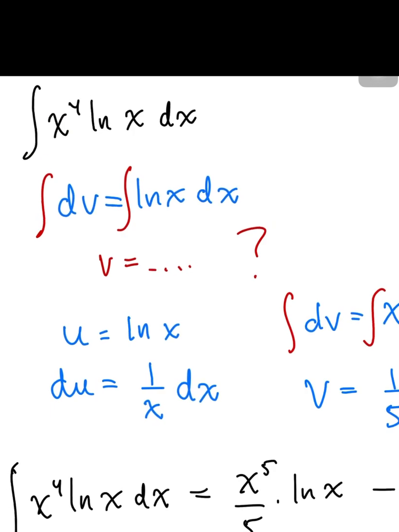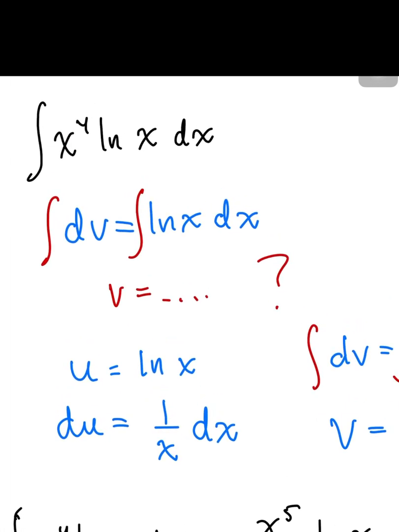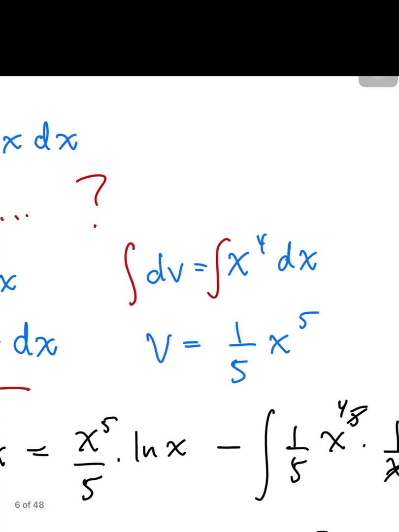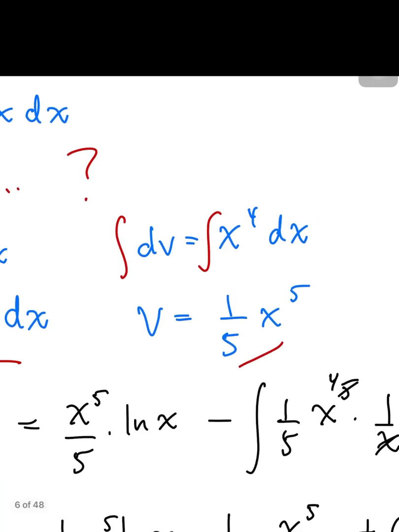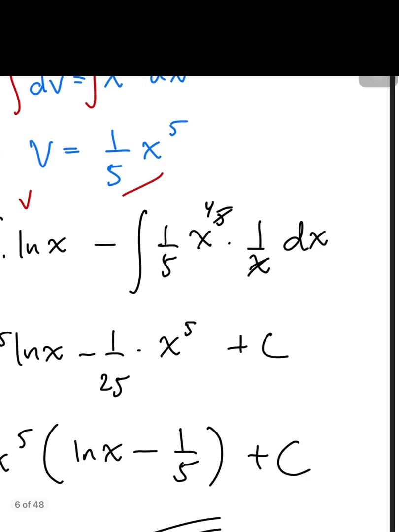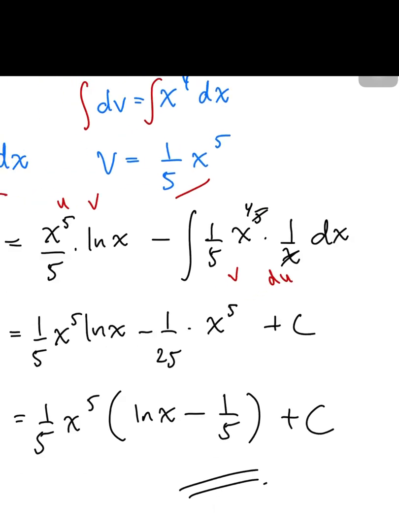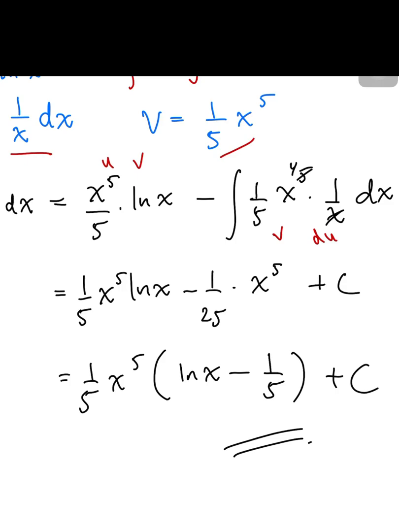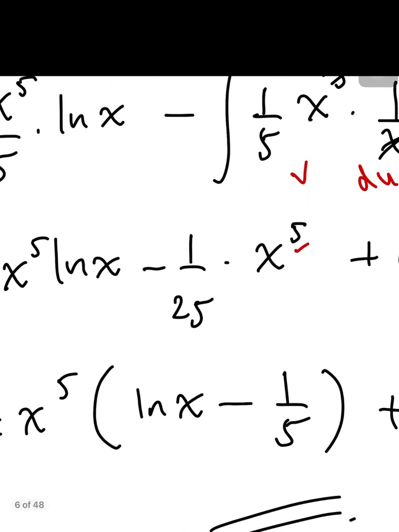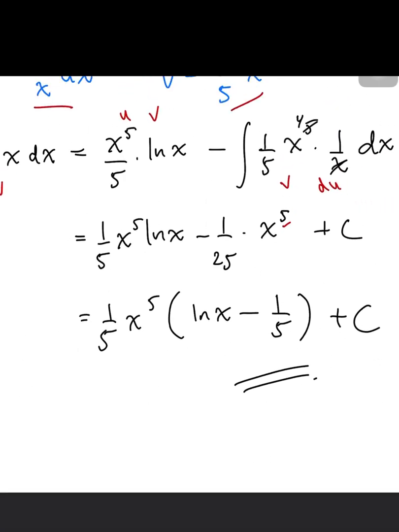Now the other one: notice that we have x to the 4 and then ln x. It's easy for ln x to be differentiated, right? The derivative of ln x becomes 1 over x. And for dv, I can integrate this and it becomes 1 over 5 x to the 5. And I can set up the integration. This is u dv, this is uv, and this is v du. And I believe it's not that difficult to integrate. This becomes a polynomial, x to the 4, and we get 1 over 5 times x to the 5, 1 over 25, and we get this as our result.